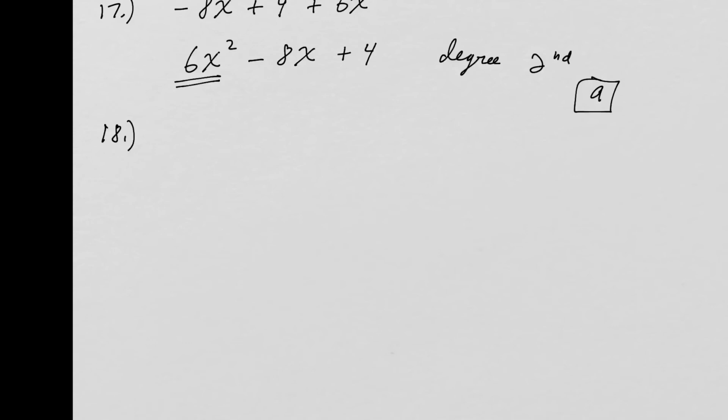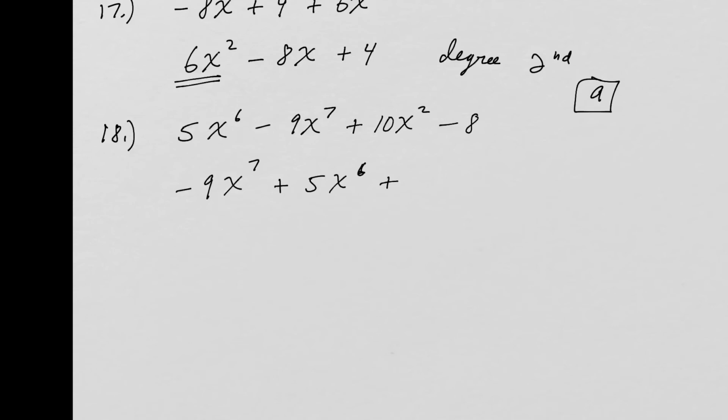Identify the constant term, the leading term, and leading coefficient. Okay, so I have 5x to the 6th minus 9x to the 7th plus 10x squared minus 8. So first of all, let me write this in descending order. So the highest term, right, is a negative 9x to the 7th. That's our leading term. Then we have plus 5x to the 6th plus 10x squared minus 8.